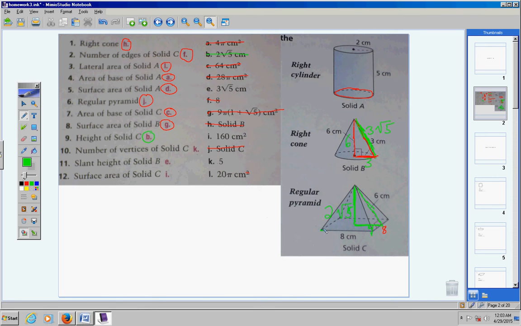Now number 10 says to tell the number of vertices of solid C. Well, there's a vertex here. There's one here. There's one here. There's one back here in the corner. And there's one up here. So I'm saying 5. Letter K, 5.